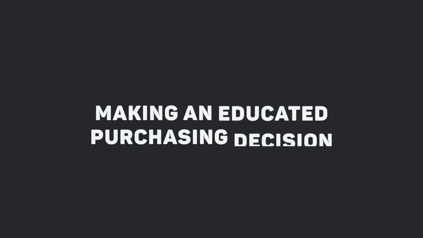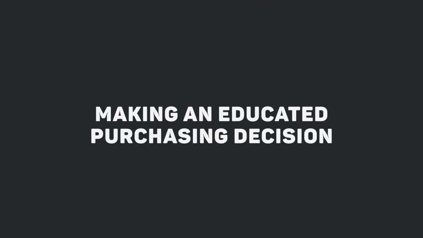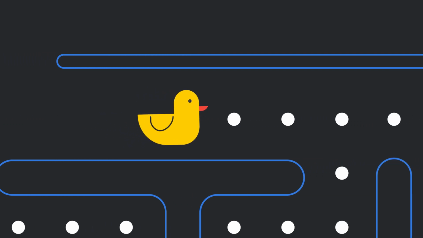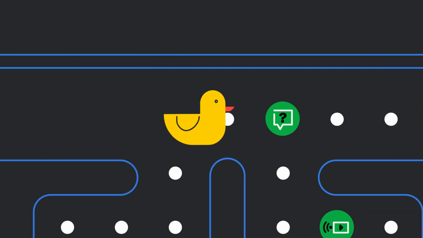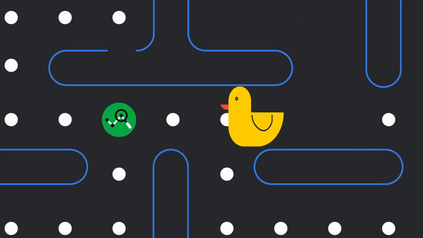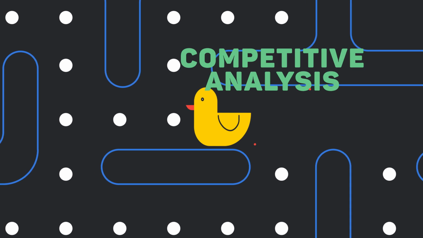At the bottom is the stage where leads make an educated purchasing decision. When they arrive here, leads are ready to select the solution and, most importantly, the provider. Help them see your solution as a fit for their problem with helpful content like FAQ pages, product feature videos, live demos, and side-by-side competitive analysis.